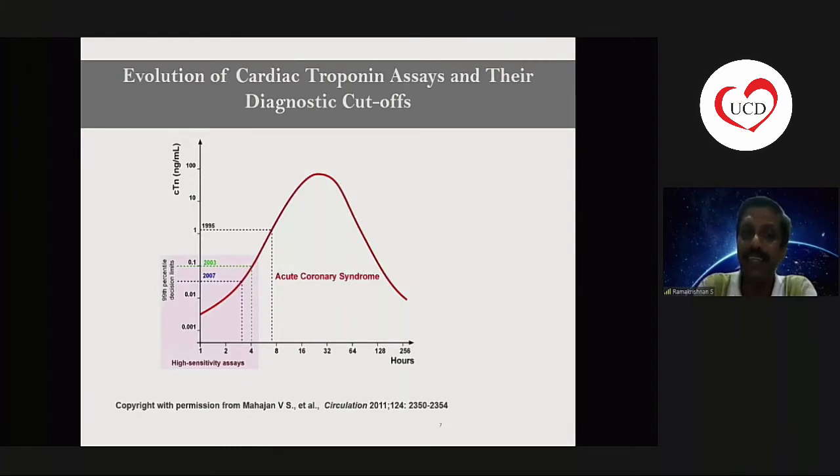Basically the way troponin is released has never changed. That's a common thing that has held throughout the ages. But the ability of our assays to pick them up has improved over time. From 1995, we were able to pick up only at this point. From 2003, we improved assays. Now we have very, very high sensitivity assays. We actually have very good precision, at very low thresholds, where we can detect acute coronary syndromes.